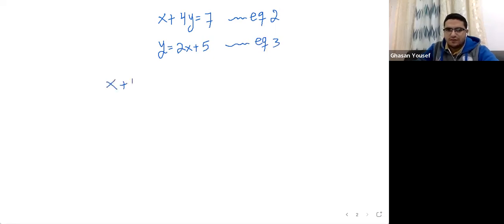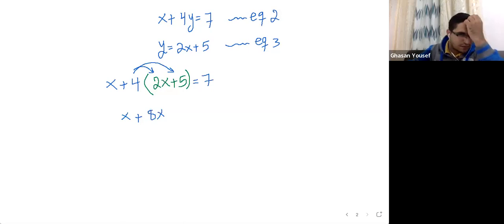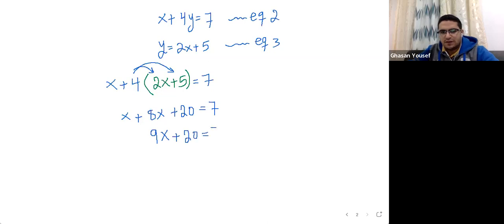So I will get x plus 4 times (2x plus 5) equals 7. I'm going to distribute the 4 inside the parentheses. I will get x plus 8x, because 4 times 2x is 8x, plus 4 times 5 is 20, equals 7. So I have one variable, x. x plus 8x gives 9x plus 20 equals 7. Now I'm going to subtract the 20 from both sides.